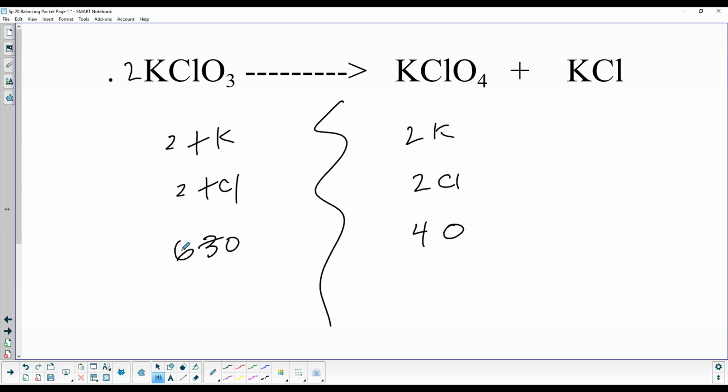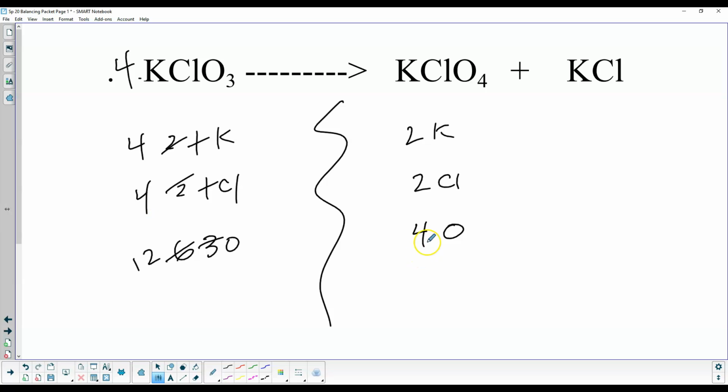Well, 6 and 4 are both factors of 12, right? So we're going to have to go back and do some changing, which is fine. Okay, if I want to get 12 oxygens here, I want to put a 4, because 4 times 3 will give me 12. Okay, and at the same time, both your potassium and your chlorine will become 4.